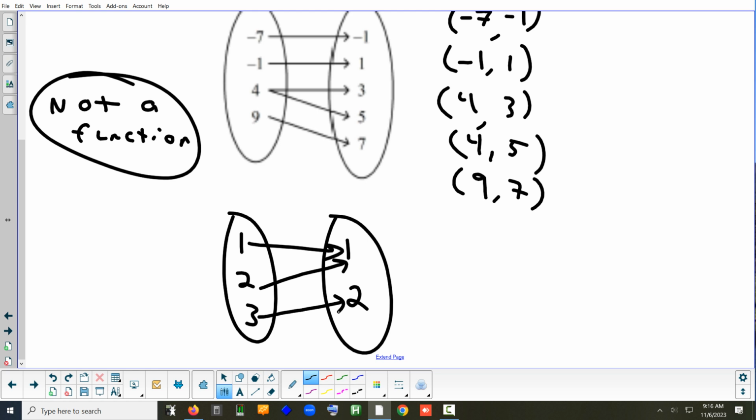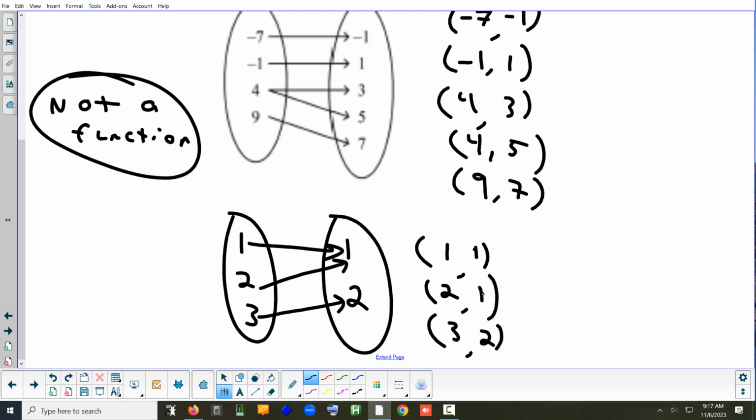Yep, that is a function. Right? Because if you list the coordinates, the first one is what? 1, 1. And the second one? 2, 1. And what's the third one? 3, 2. Now you might look at it and say, well, wait a minute, you got a repeat right here.